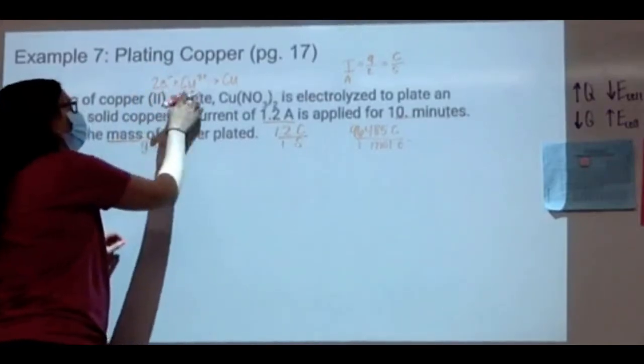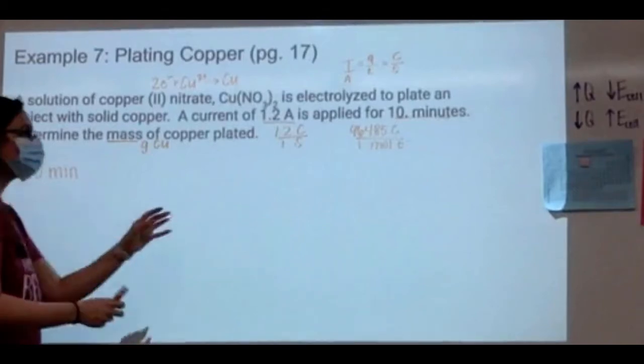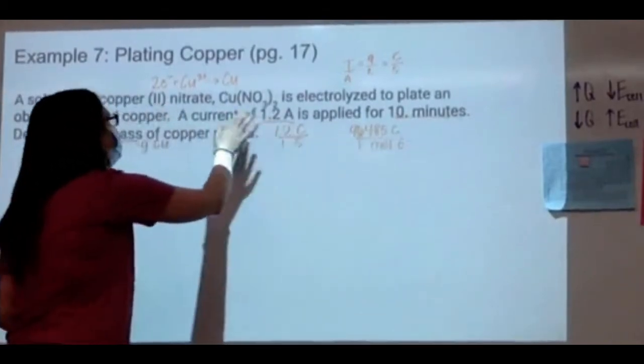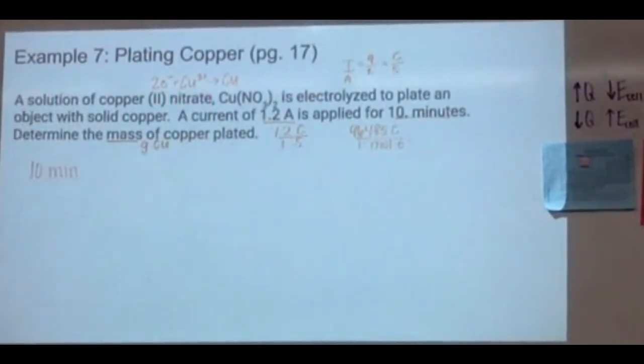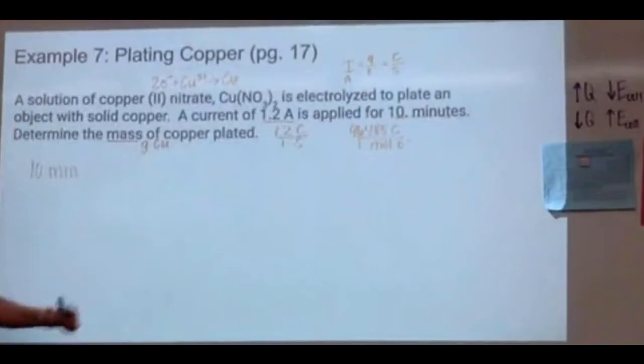Because when we add 2 electrons to Cu2+, that brings the charge down to 0, which matches up with solid copper. So now we have conversion factors that we might need. We have our half reaction that tells us the number of electrons we need. So now let's start working through this entire dimensional analysis.